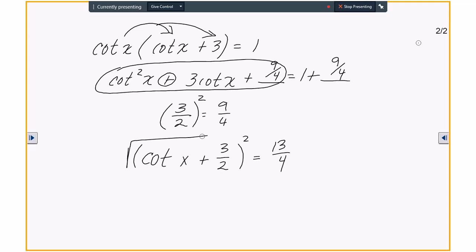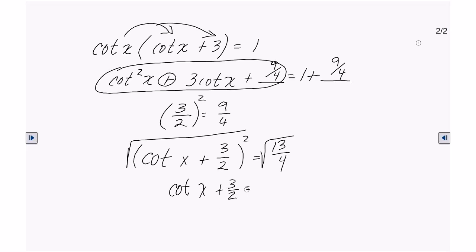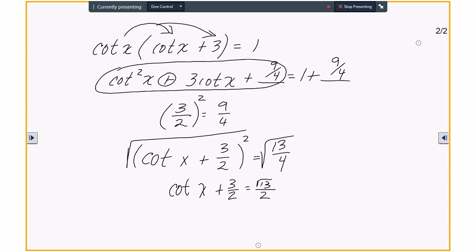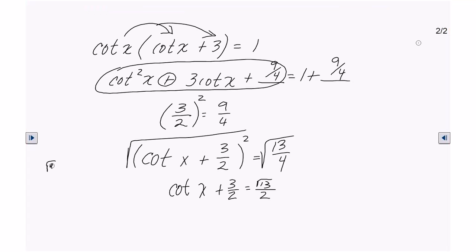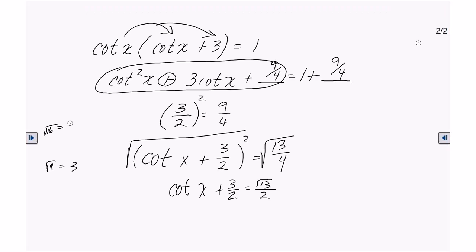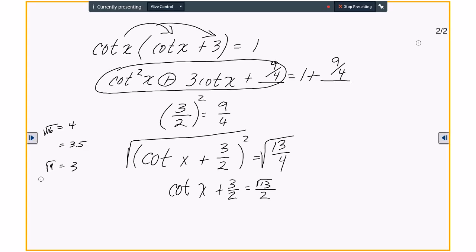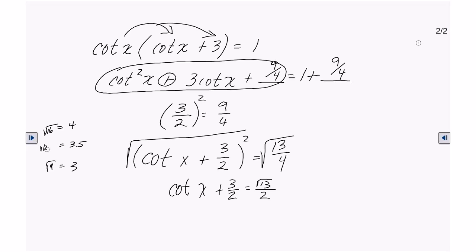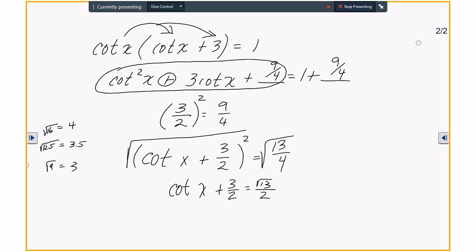Take the square root of both sides. Cotangent of x plus 3 halves is equal to square root of 13 over 2. Square root of 9 is 3. Square root of 16 is 4. 3.5 is in the middle. So therefore 9 to 16 is 7, 3.5. Square root of 12.5 is right there. And we need square root of 13. I'm going to say 3.6.